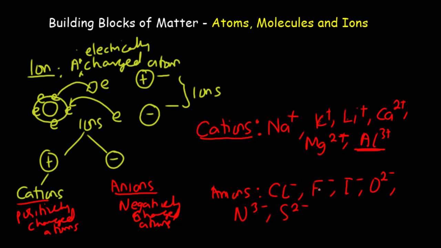Chlorine, fluorine, and iodine have -1 because they can gain 1 electron only. Oxygen and sulfur have 2 minus as their charge because they can gain 2 electrons. Nitrogen is 3 minus because it can gain up to 3 electrons, and so it is 3 minus.